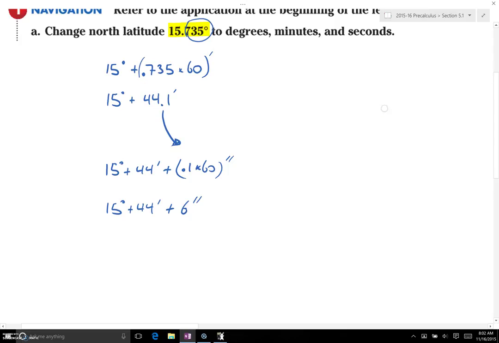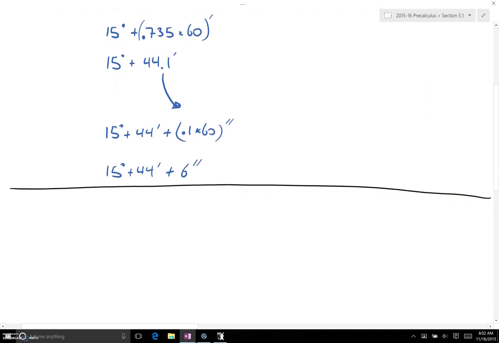All right. Okay, so what I'd like for you guys to do now is you guys will pause the video and try an example on your own. And then when you're done, you can go look in the notes and see what the answer was. So try converting this number. 329.125 degrees. Convert that into degrees, minutes, and seconds.